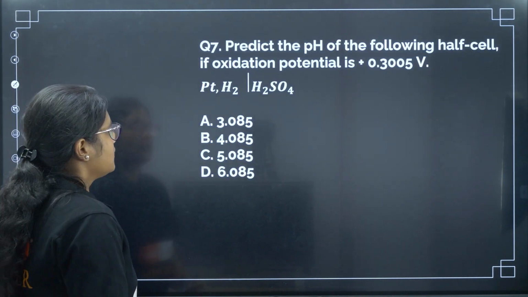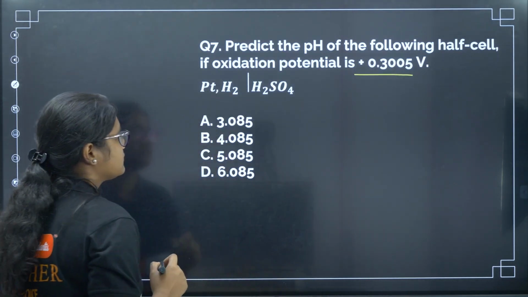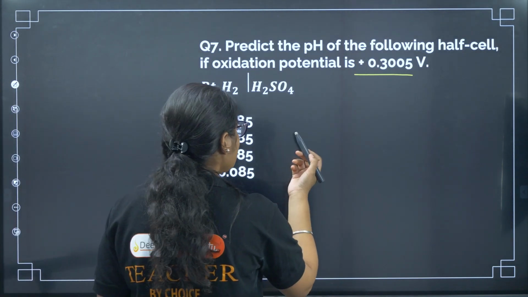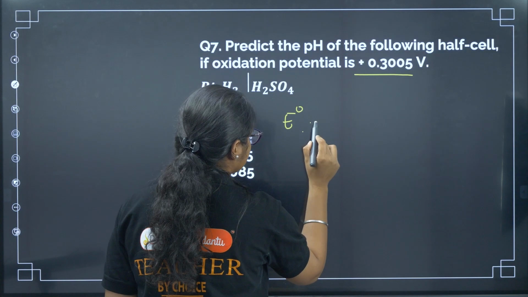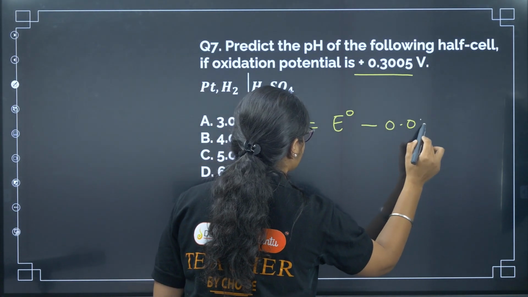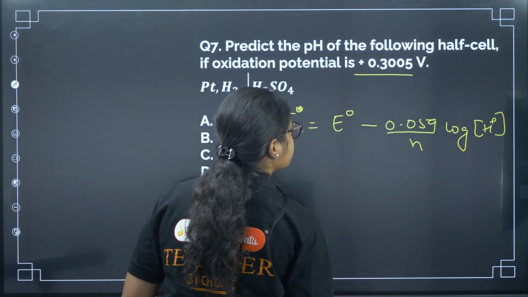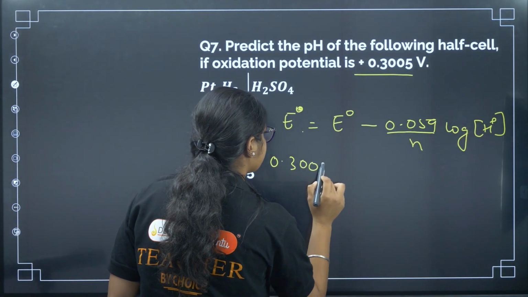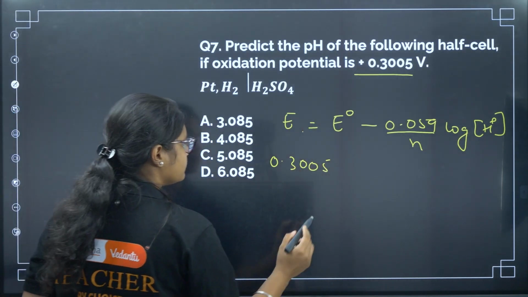Next is question number 7. Predict the pH of the following half cell if the oxidation potential is 0.3005. Now if you see this question, oxidation potential, how to calculate? E of the electrode is equal to E naught of the electrode minus 0.059 by N log of H plus, right? Now E of the cell is given to you as 0.3005, and for the hydrogen electrode, we know the E naught value is assumed to be 0.